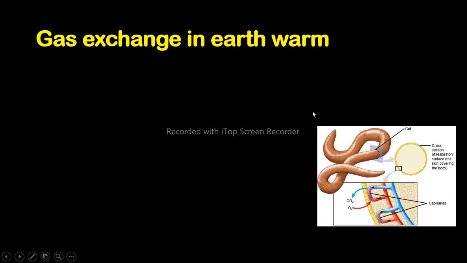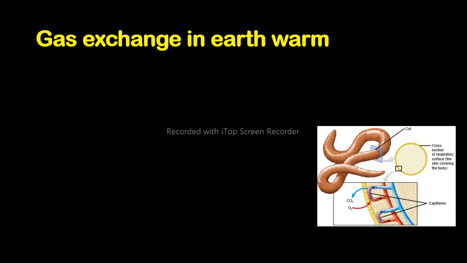So we all know that, just like all living organisms, earthworms too carry out gas exchange. They need oxygen, and they need to get rid of carbon dioxide.